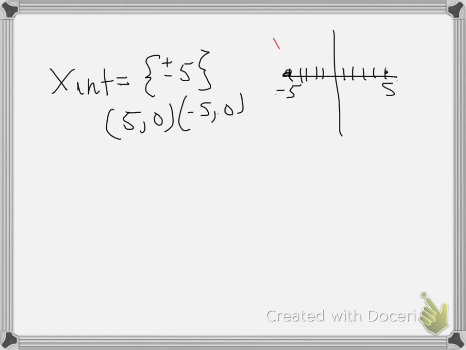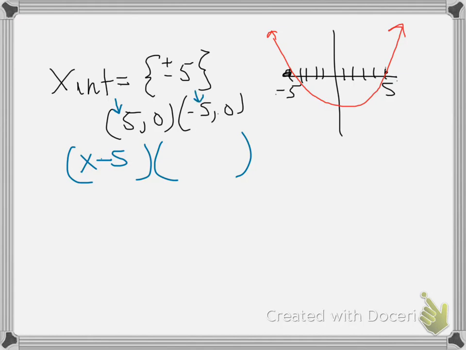And then that means my graph is either going to be opening up or opening downward with negative 5 and positive 5 as our roots. So again, same thing as always. I'm going to make factors out of these, and we're going to do the opposite. So instead of plus 5 here, we're going to say x minus 5. This one's a minus 5, so instead of that, we're going to say x plus 5.